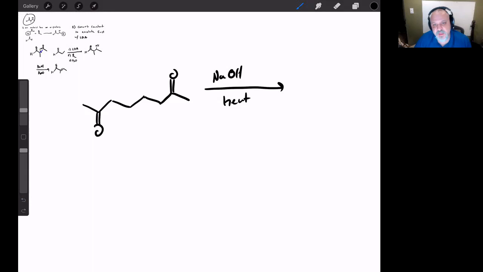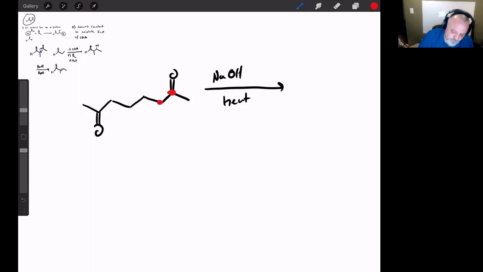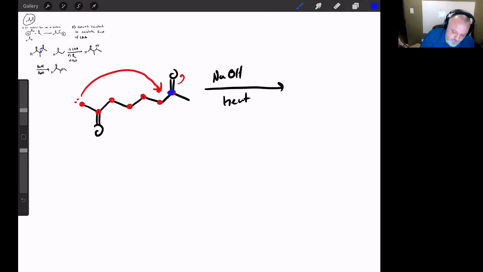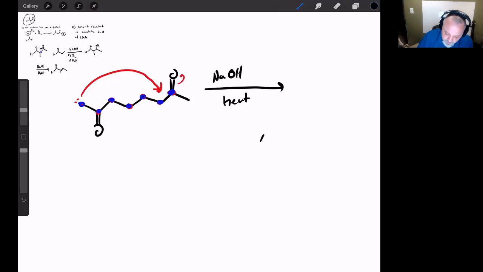Now, in this particular case, I created a symmetrical species on purpose so that it didn't matter which side I did that on. So let's just say that I'm going to form the enolate at this last spot here. And so that means that the enolate will react and form a bond to the other carbonyl carbon. So let's go ahead and count those atoms again. 1, 2, 3, 4, 5, 6, 7. So it's going to actually make a 7-membered ring.